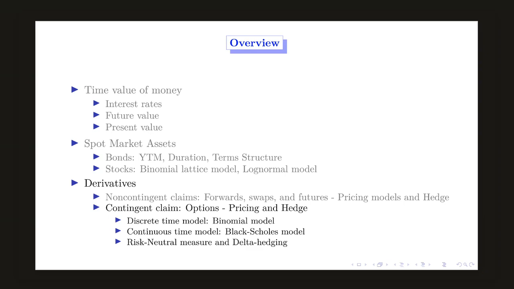Once we finish this binomial model at the discrete time level, we will pass on to the continuous time model, where we will be studying the Black-Scholes model. It is also derived basically from the log normal model. So in that sense, what we are going to study is already familiar to us. And finally, we will be covering certain hedging ideas like risk neutral measures and delta hedging. So this is the broad idea of what we are going to cover in the second part of our course.